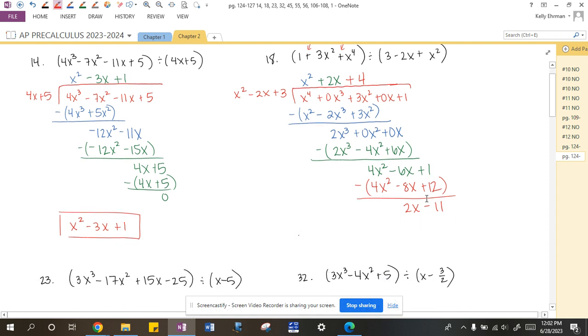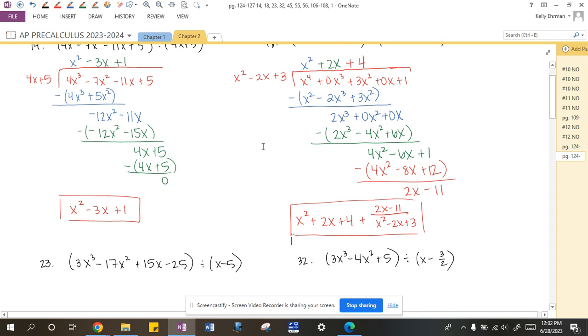And then to write the final answer, your quotient is x squared plus 2x plus 4. And remember to write the remainder as a fraction. So plus 2x minus 11 over what you were dividing by, x squared minus 2x plus 3. So for these division problems, we're not solving anything. We're not saying x equals this. We're just dividing according to what they give us.